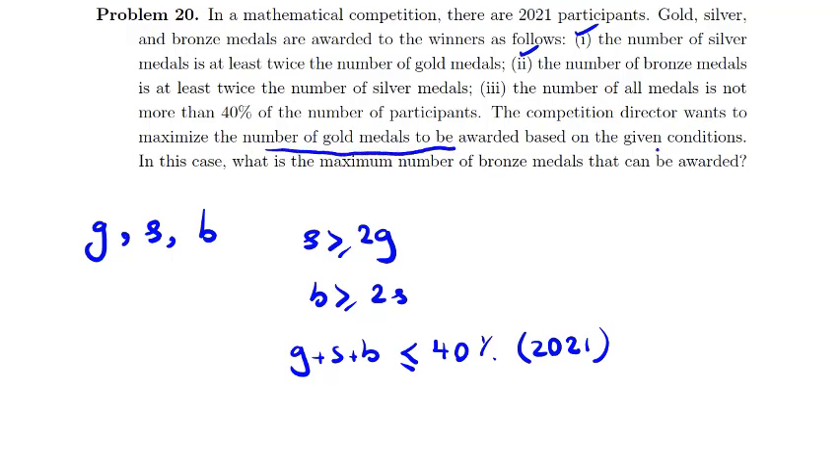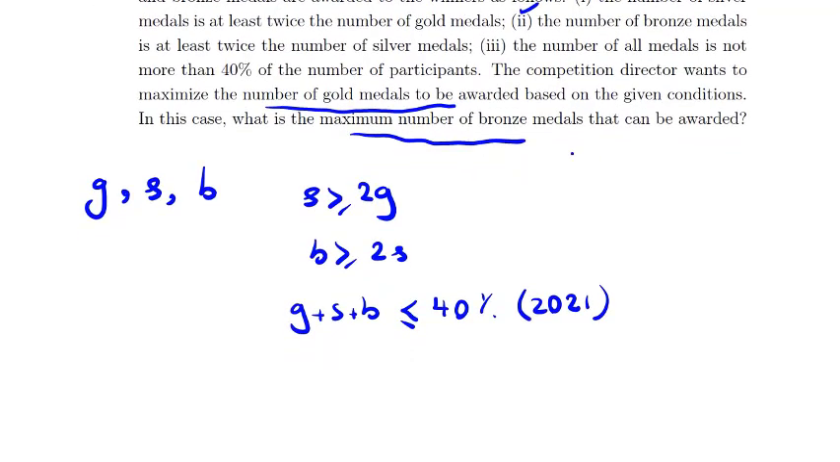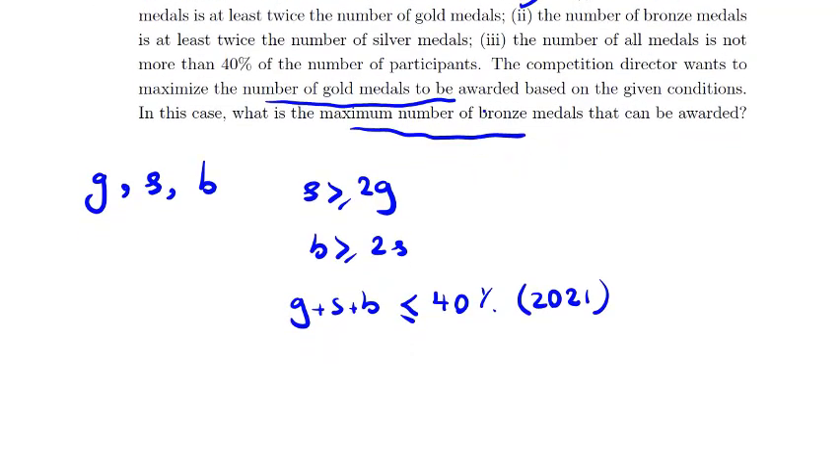At first, based on the given conditions, in this case, we maximize the gold. What's the maximum number of bronze medals that can be awarded? Okay, so at first we should calculate this number.